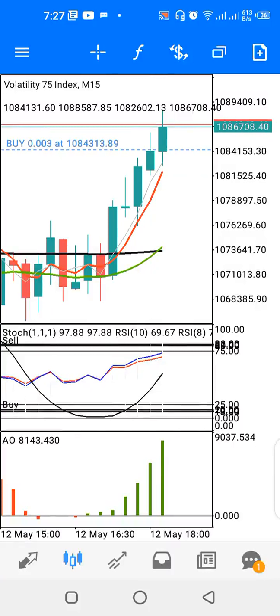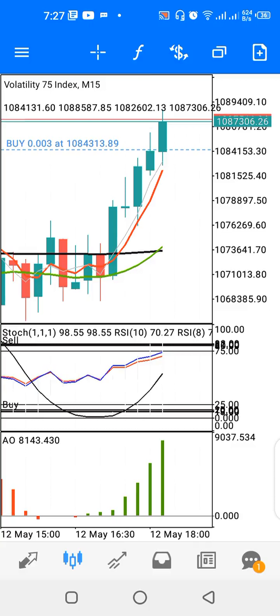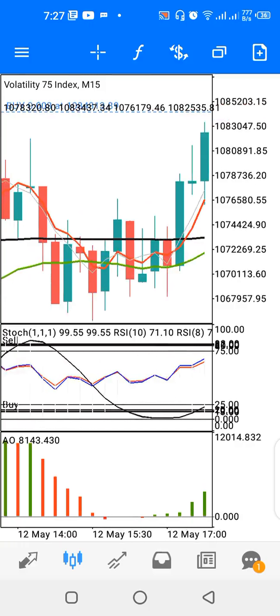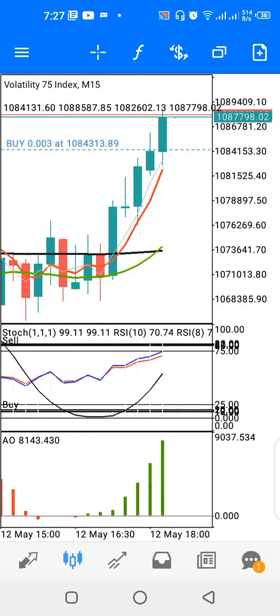Today we'll be looking at a strategy you can use to trade volatility 75 index. On my screen I have V75 on 15 minutes time frame. Okay, and I have three windows, indicator windows.